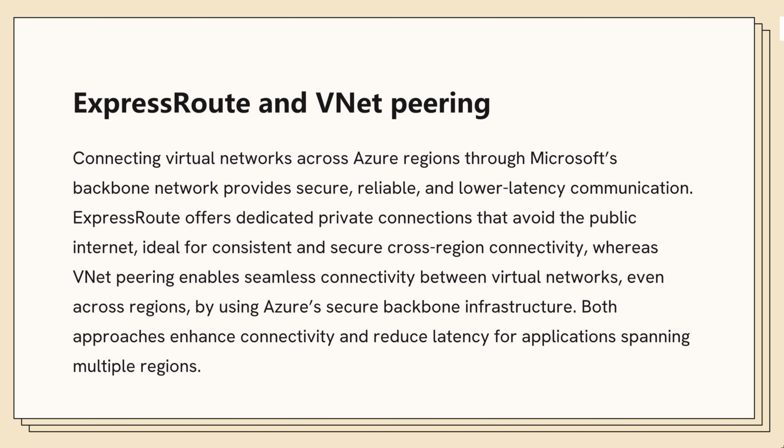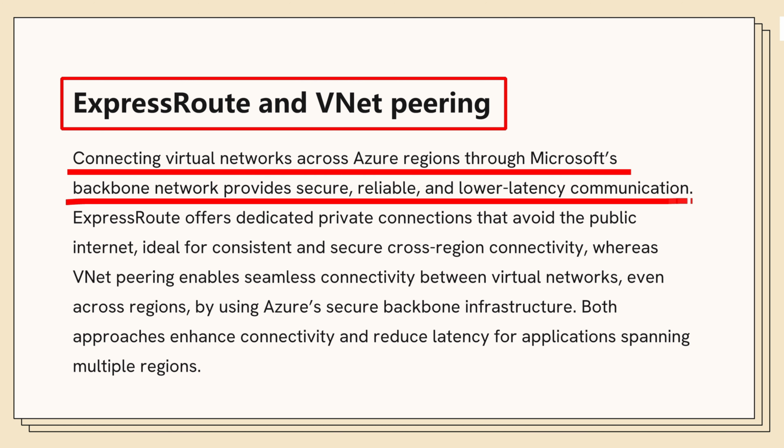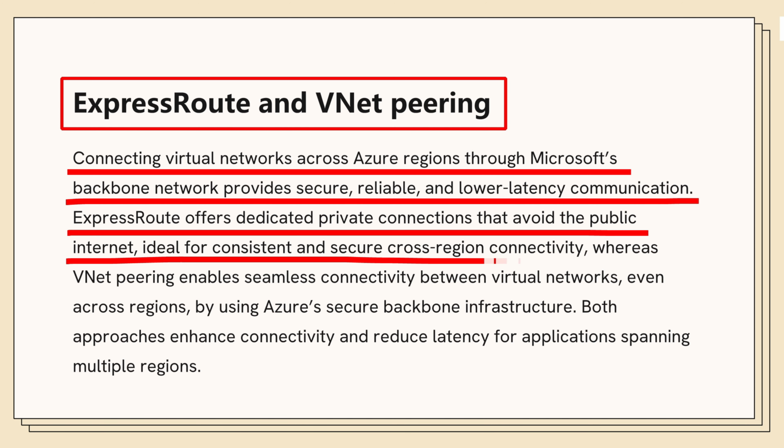The knowledge points of this question are: ExpressRoute and VNet peering. When you need virtual networks in different regions to talk to each other, using Microsoft's backbone network keeps things fast and secure. ExpressRoute provides a dedicated private connection, and VNet peering links networks directly. Both are great options for quick, reliable cross-region connections.